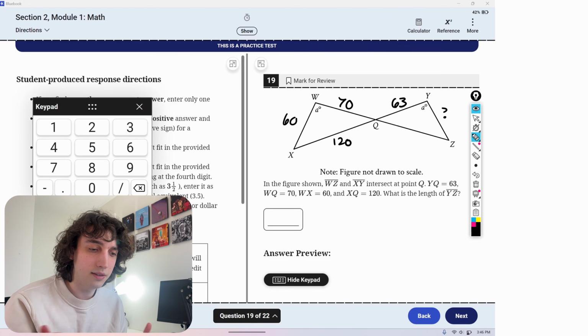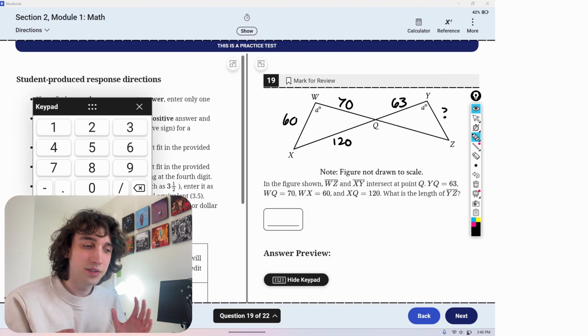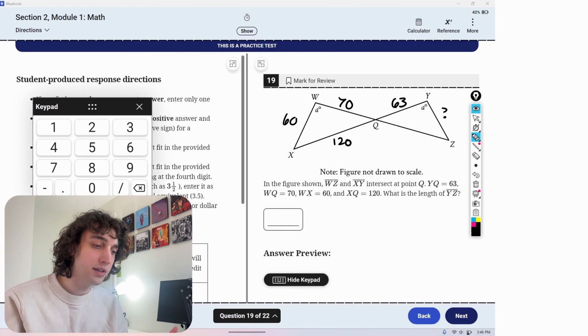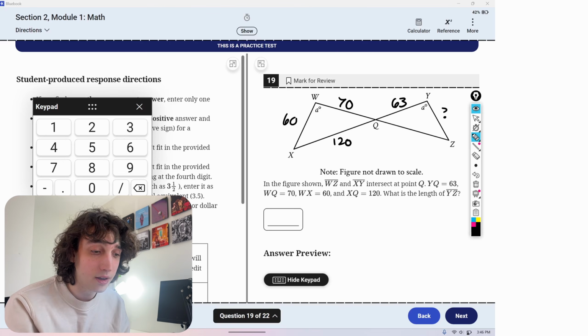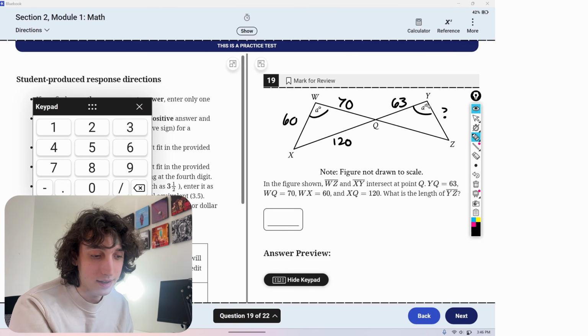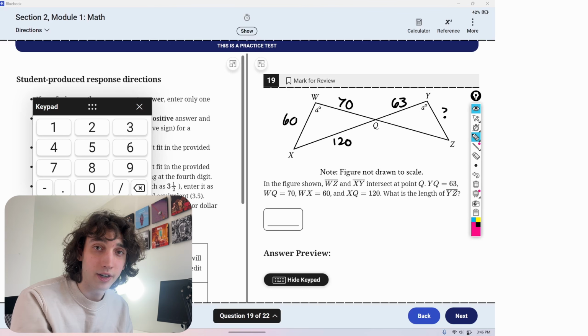So we can't necessarily use the Pythagorean theorem here. The second option is similar triangles. But you might say the problem never tells us that these are similar triangles. How would we know if they're similar triangles? Well, we are told that this angle A is the exact same, and we know from our angle theorems that this angle and this angle have to be the same as well.